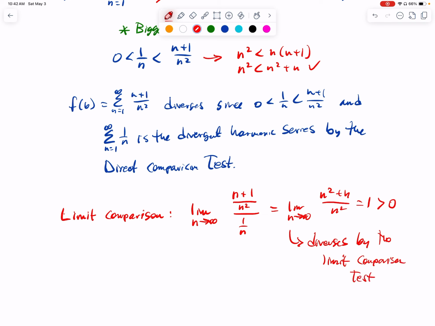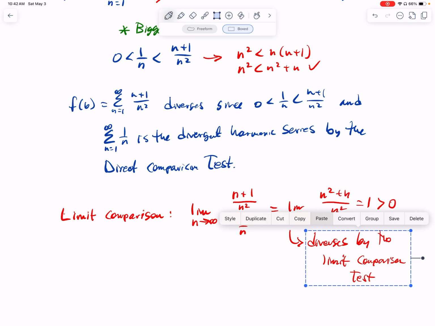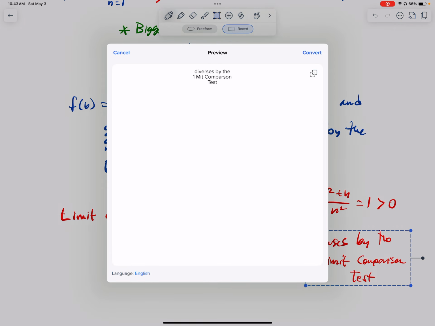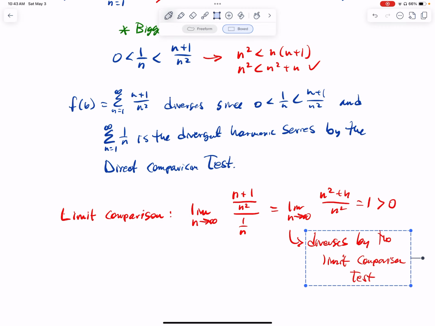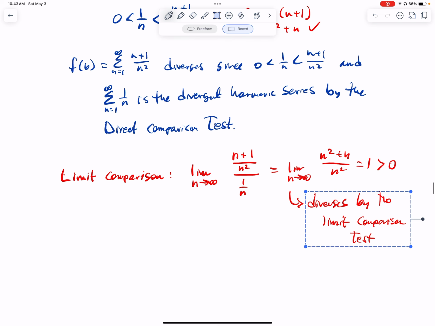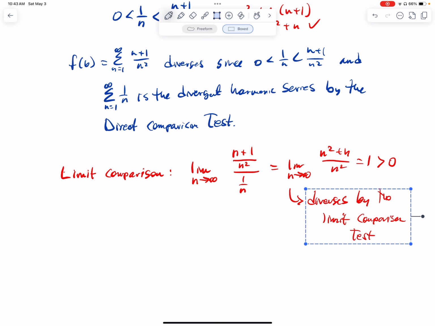Wow, what lovely writing. Make sure that your writing on the AP exam is just as clear as this, and if it's not, just do this. Just put a little lasso around this thing and then convert it to text, and yeah, notice that it would convert it to something that's complete garbage. What does it say? "Diverses by 1 mit comparison test." Wow, it doesn't even have a little i in there. Yeah, okay, so make it maybe more legible than this.